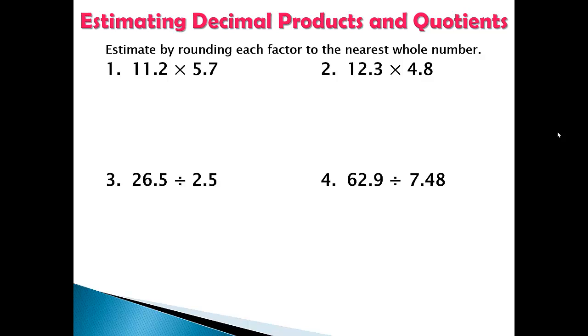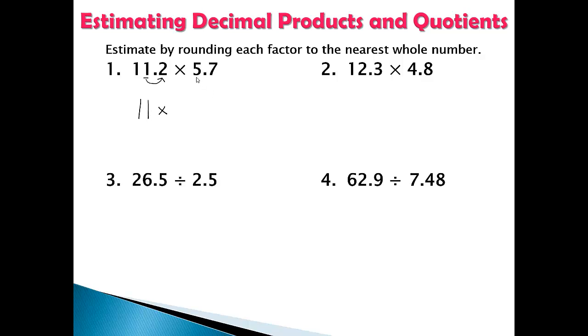So for number 1, we have 11 2/10 times 5 7/10. If we're going to round to the nearest whole number, we're going to be rounding the ones place. We're going to look at the digit that's behind the ones place, or the digit in the tenths place, to tell us how we're going to round. So we're going to round the 1 in the ones place. The 2 in the tenths place tells us that we round down, which means we just keep this 11.